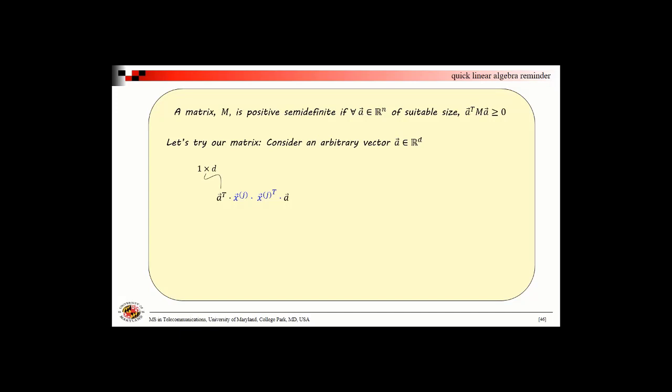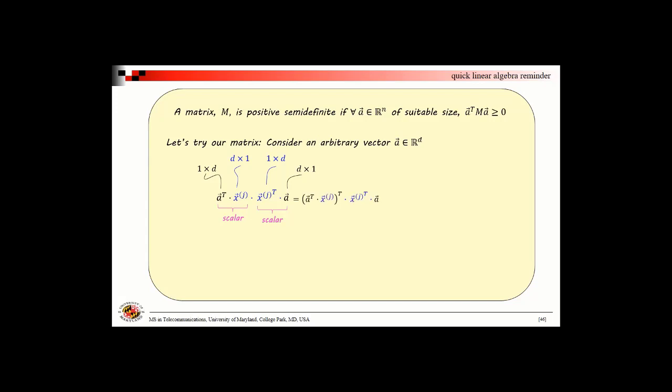Let's look at the dimensions of the individual parts. a transpose has to be 1 by d. x is d by 1. x transpose is 1 by d. And a is d by 1. That means that the left two components multiplied together give you a 1 by 1 scalar. The same thing could be said of the right two components multiplied together: they give you a 1 by 1 scalar.